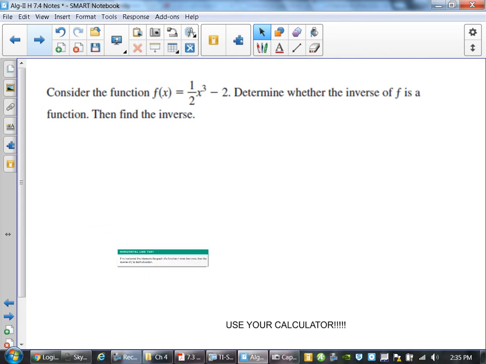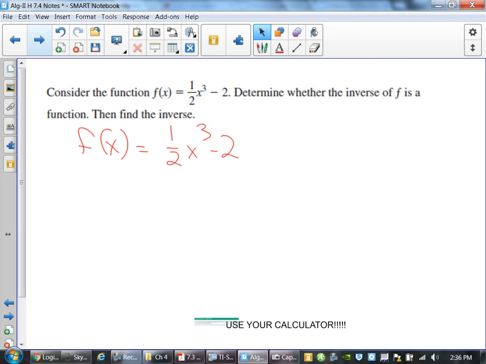So let's look at this. Let's take the function f of x is 1/2 x cubed minus 2, and see whether or not we're going to be able to find an inverse. Prior to doing that, you just put that in your calculator in the y equals table to see if it would pass the horizontal line test. If the original function passes the horizontal line test, then its inverse exists.